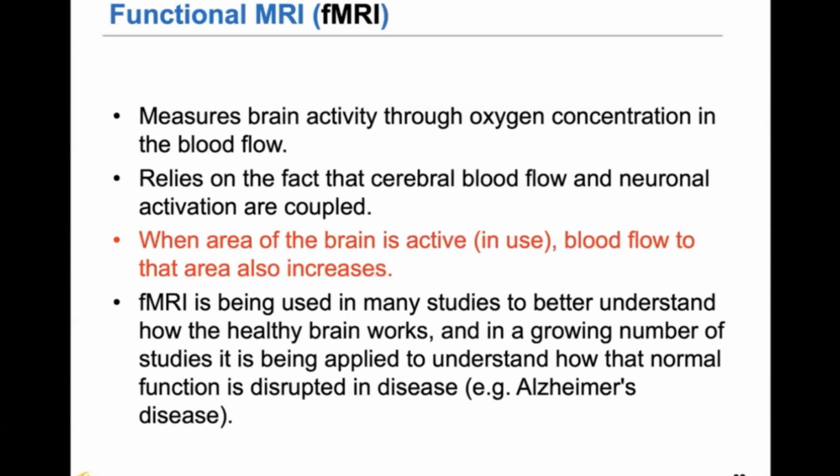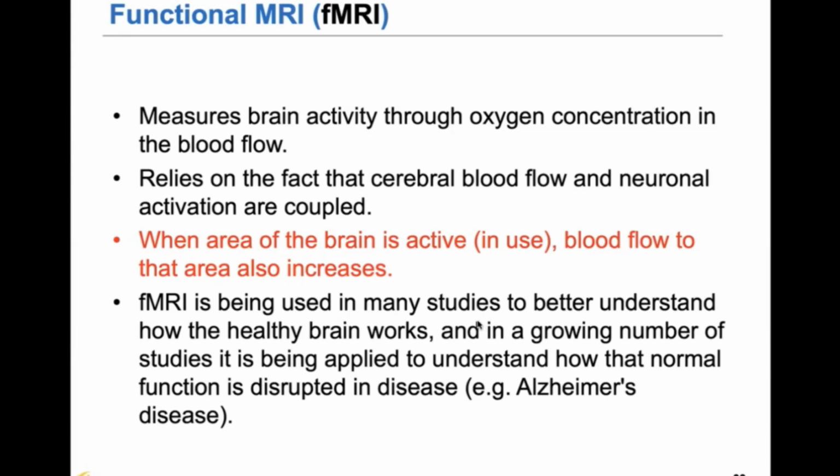fMRI measures the brain activity through oxygen concentration in the blood flow. It relies on the fact that cerebral blood flow and neural activation are coupled. Basically, it means when an area of the brain is active and in use, the blood flow to that area also increases, because we need the blood cells to bring more oxygen to that area, because that part is in use.